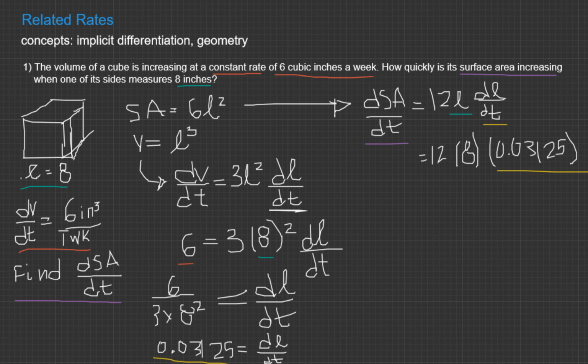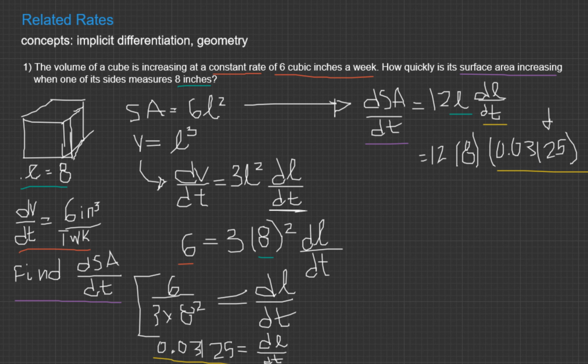If you're not allowed to use a calculator on your exam, it is perfectly okay to leave your dL/dt in this fraction form, and I would simplify the 8 squared, but you can leave it as 6 over 3 times 64, and then just put that fraction into your dL/dt and multiply out your fraction and get your answer that way. Ask your teacher how they want their answers formatted, but that's what my teachers have accepted in the past.